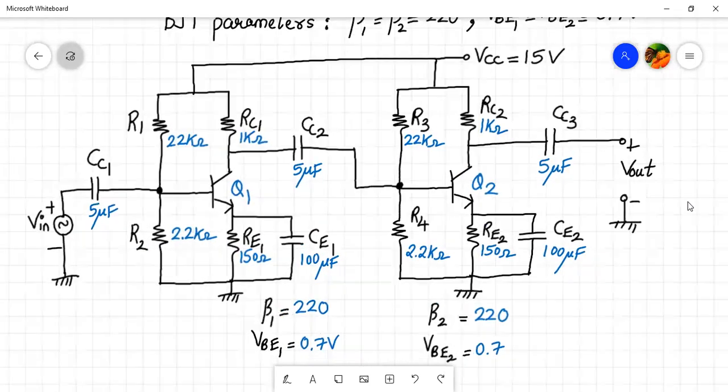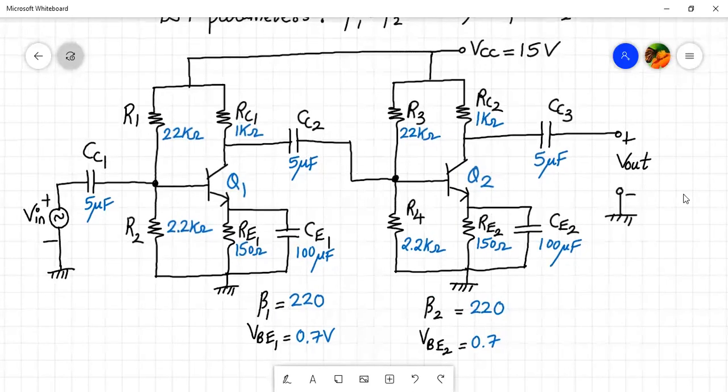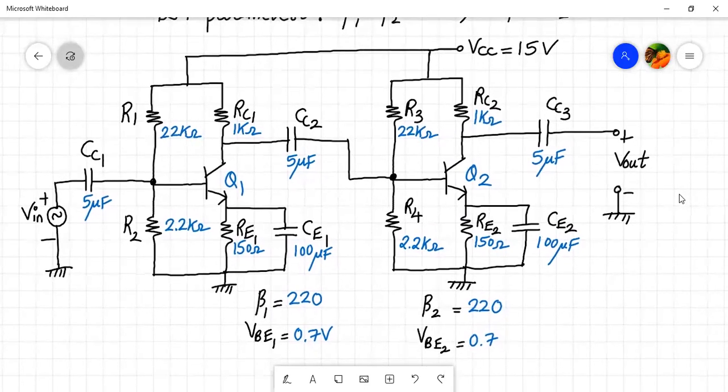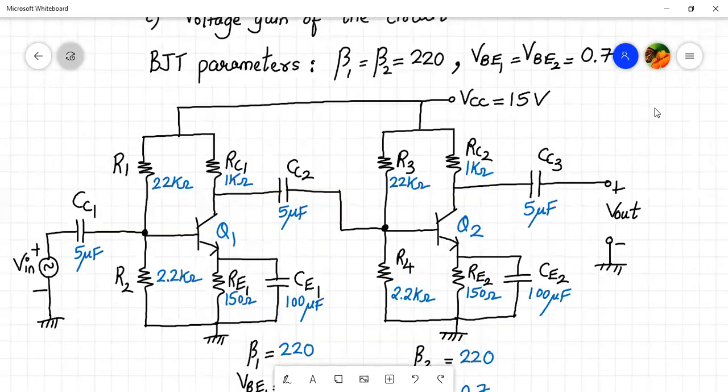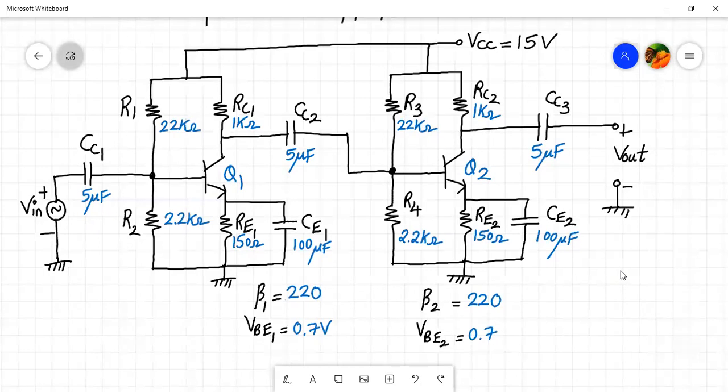Judging by the looks of it, it's a two-stage common emitter cascade amplifier, right? All the resistor values are given: R1, R2, RC1, RE1, then R3, R4, RC2, RE2. There is no load resistance, nor is the internal resistance of the source given. All the coupling capacitor values are given, and transistors Q1 and Q2 are connected in a cascade fashion. So we have to find R in, R out, and voltage gain for the circuit. Let's begin our analysis.